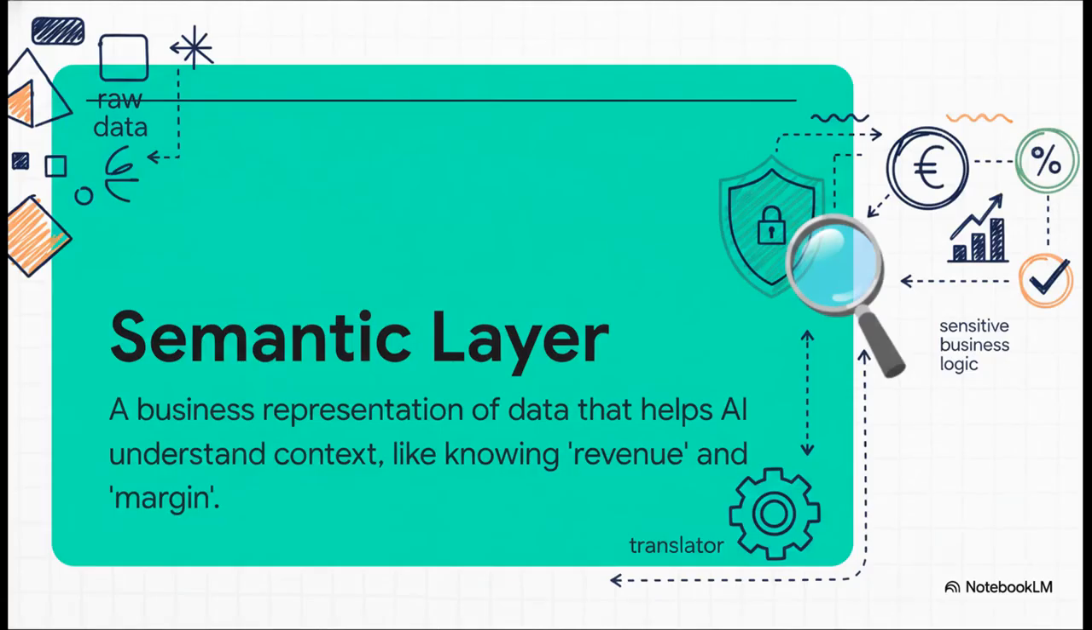So, a key part of our GenBI platform would be what's called a semantic layer. What on earth is that? Put simply, it's a translator. It takes all your raw data and gives it business context. That way, the AI doesn't just see a bunch of numbers. It actually understands that revenue, cost, and margin are all related financial concepts. This is where your most sensitive business logic is going to live.